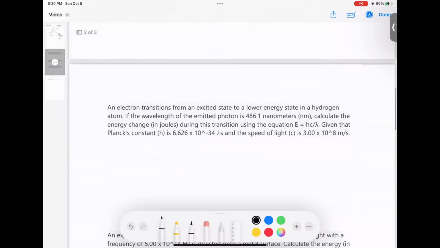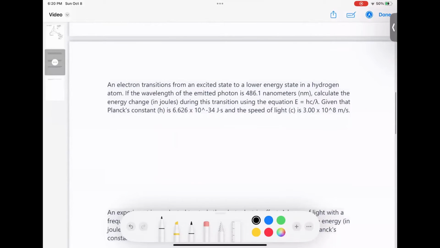Now let's do some example problems. So let's look at this one. An electron transitions from an excited state to a lower energy state in a hydrogen atom. If the wavelength of the emitted photon is 486.1 nanometers, calculate the energy change in joules during this transition period using the equation E equals hc over lambda.